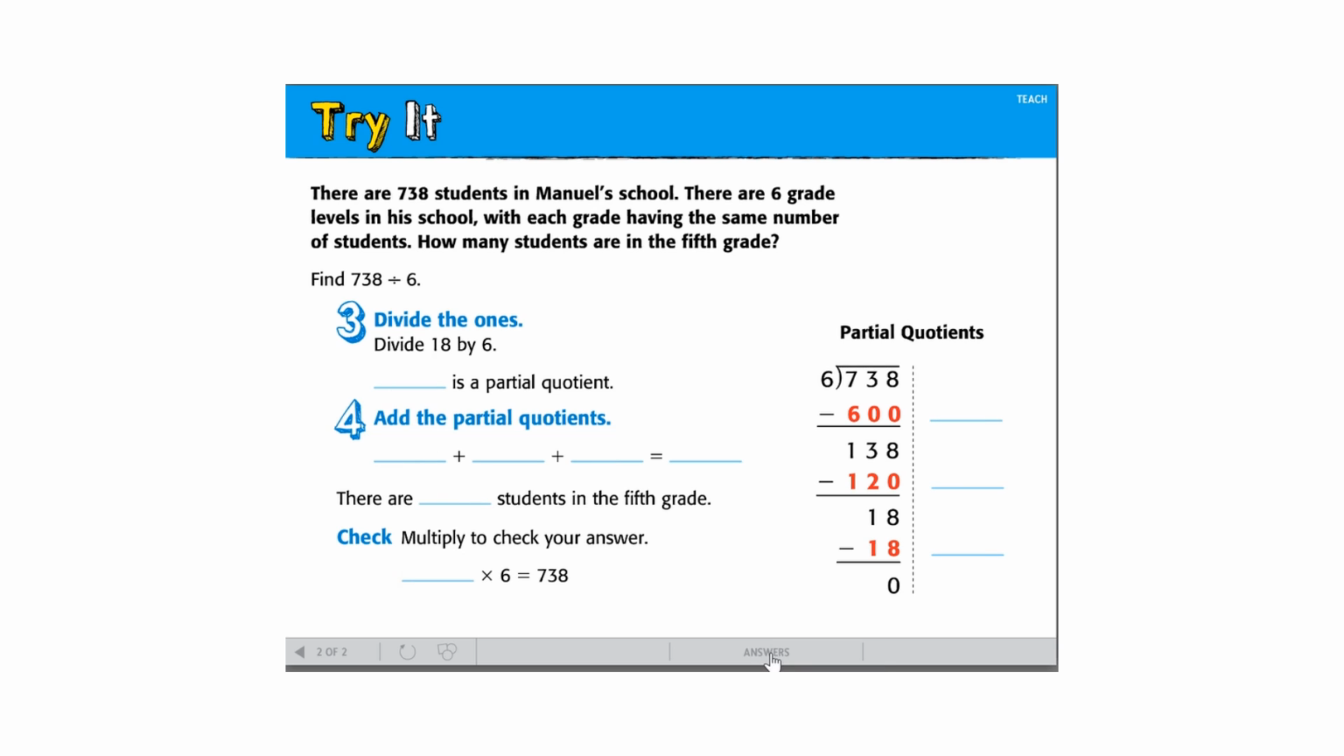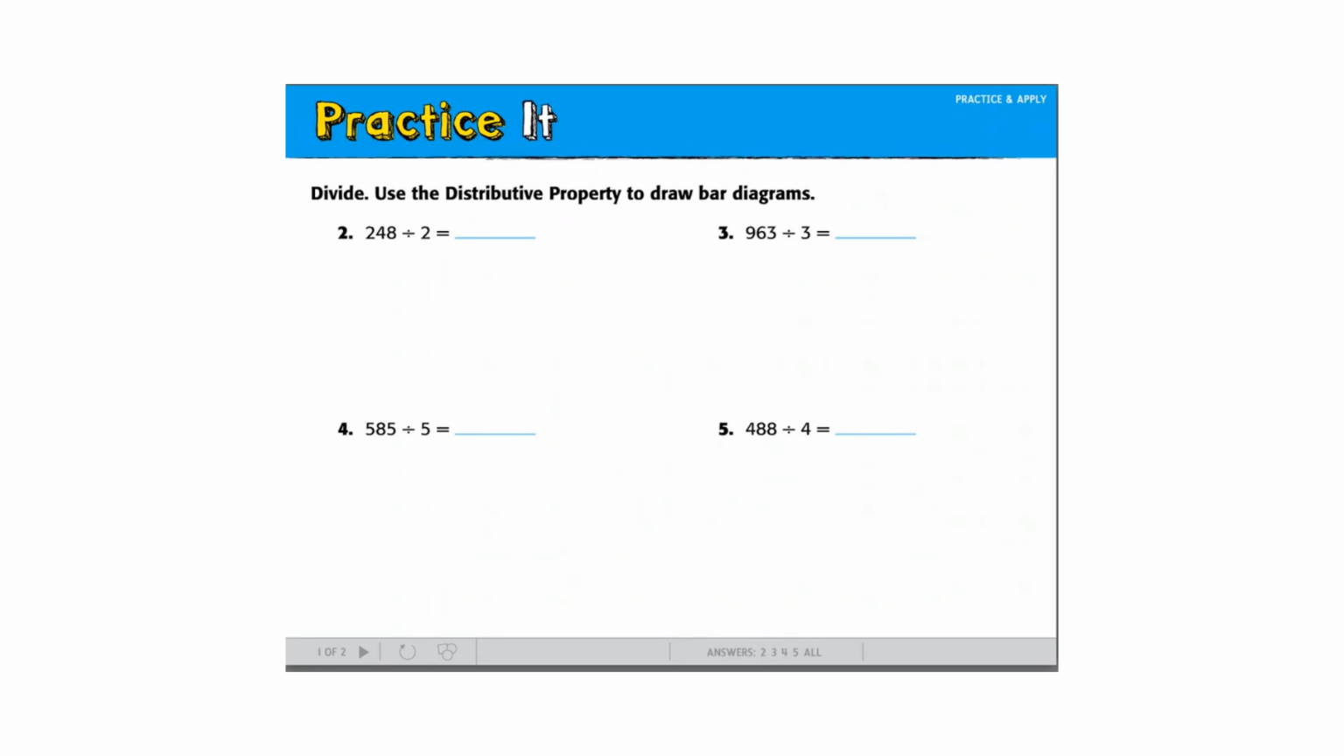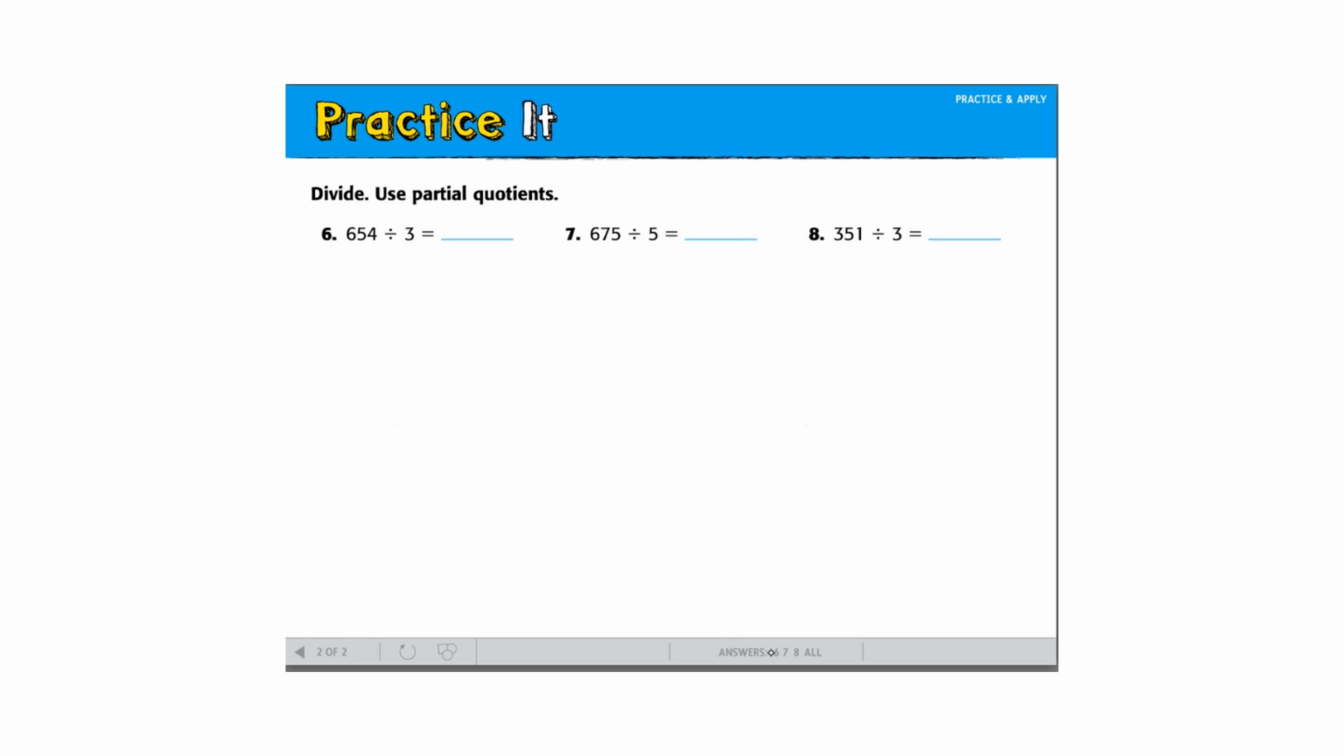Now, if you look over at the assignment portion, we're gonna skip past the talk about it and go to the practice page, because I want to show you some of the directions. This says use the distributive property to draw some diagrams. Do you see those directions? Okay, now I want you to look down a little bit onto the next part where it says use partial quotients.